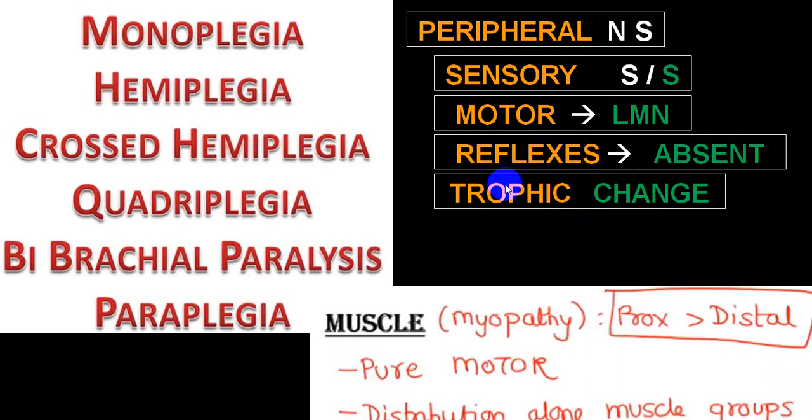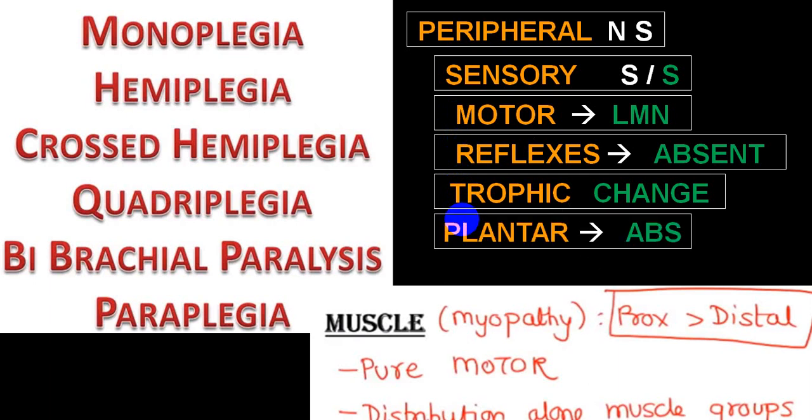When you get sensory plus motor involvement and completely lower motor neuron type of damage, you will suspect either the plexus or the peripheral nerves or the myoneural junction, and in a myoneural junction sensory finding will be absent. So if sensory finding is not there and you get a lower motor neuron type of motor involvement, do suspect muscle or myoneural junction, that is myopathy or myoneural junction.